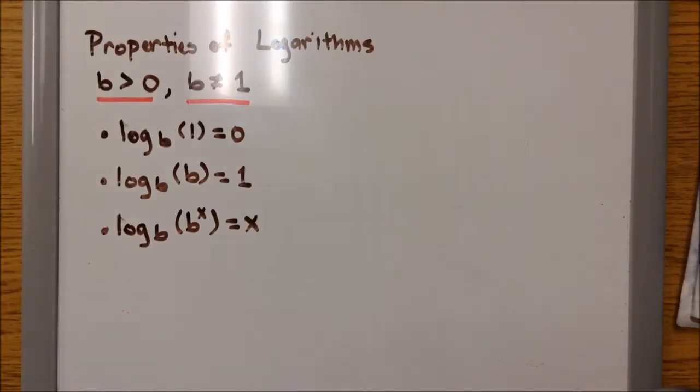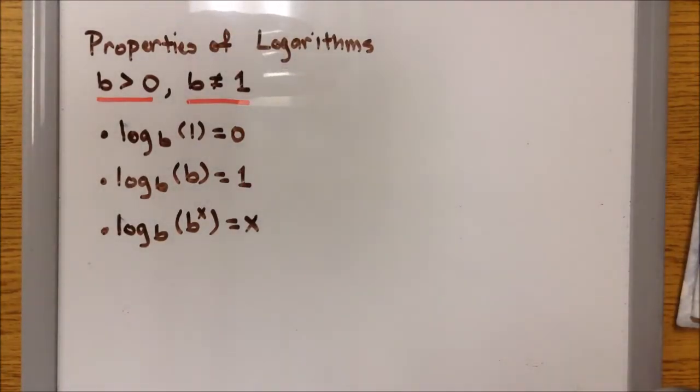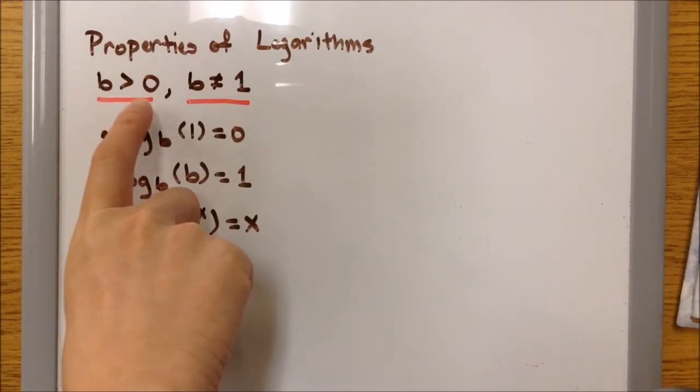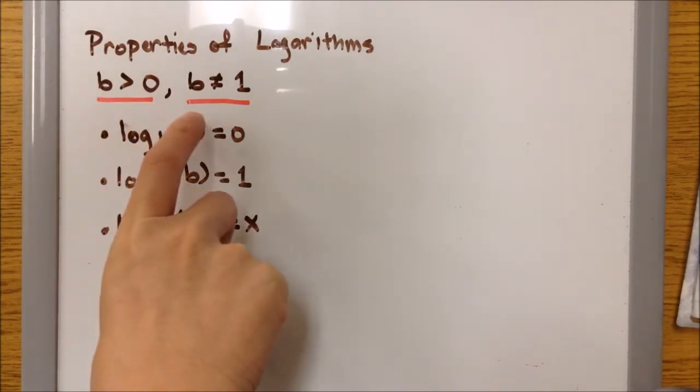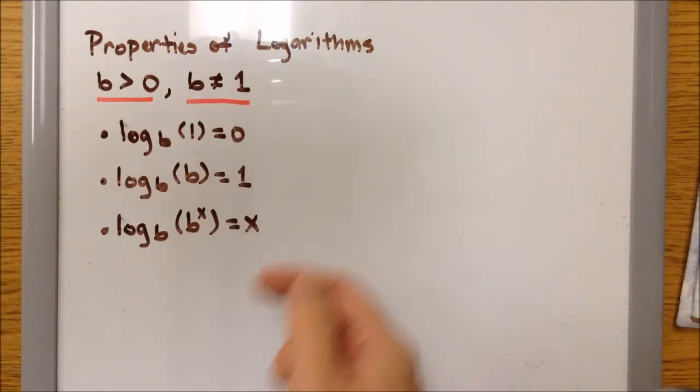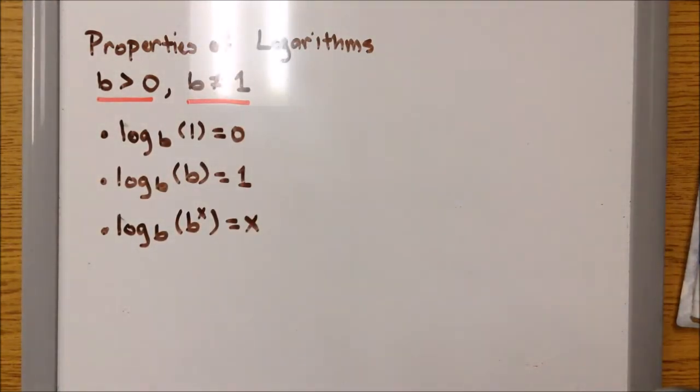Alright, let's talk about the properties of logarithms. So, for properties, if b is greater than 0, our base, and our base does not equal 1, then these properties are true. So let's talk about them.